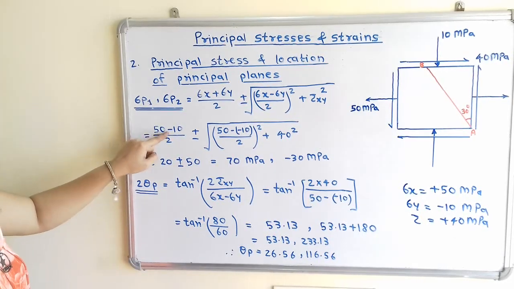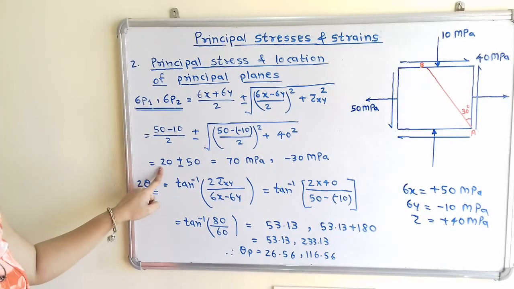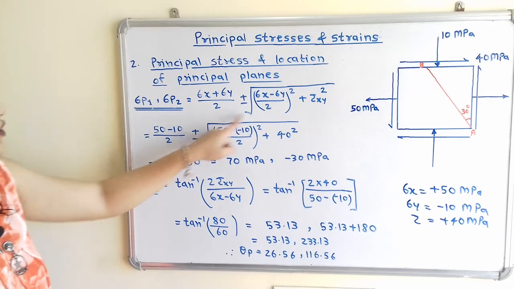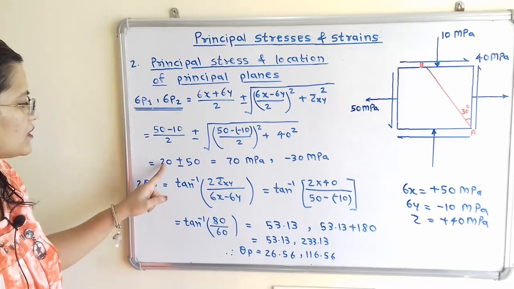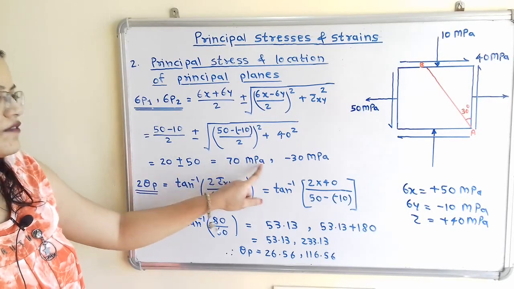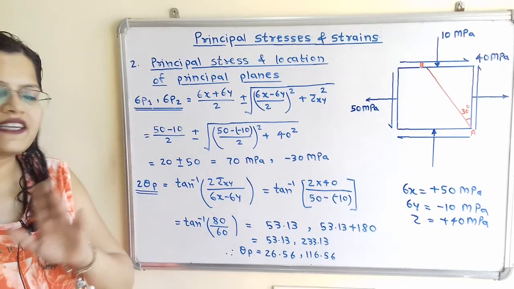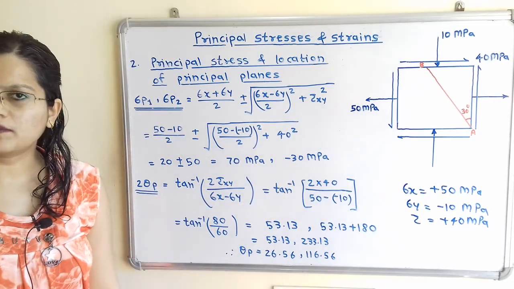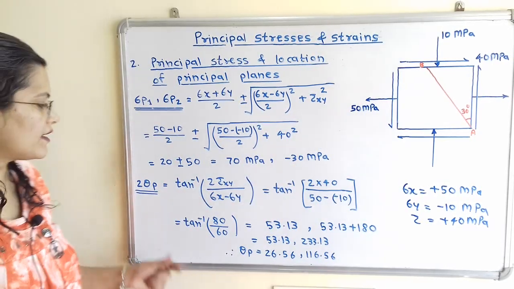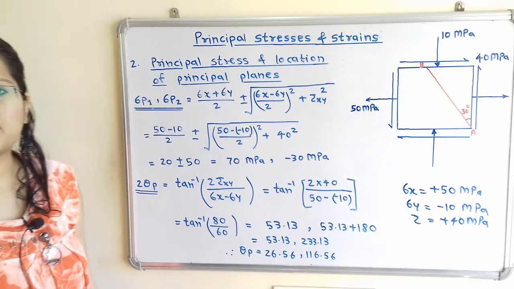So here (50 minus 10) by 2 is equal to 20, plus minus, if we solve this bracket we will get 50. So we get the first value as 20 plus 50, that is equal to 70 megapascal, and we will get the second value 20 minus 50, that is minus 30 megapascal.